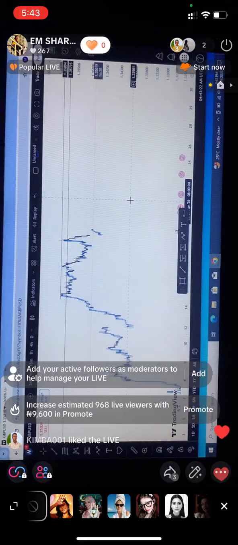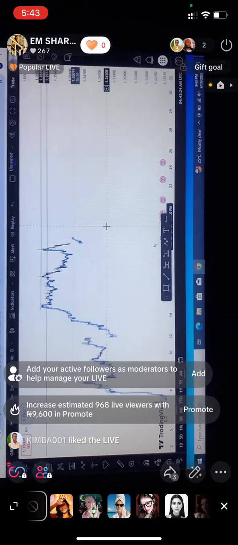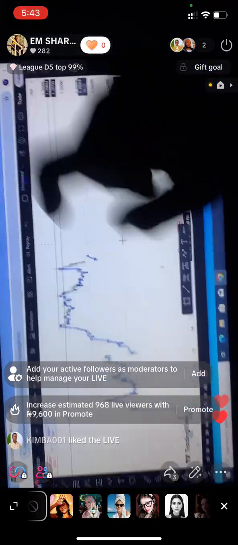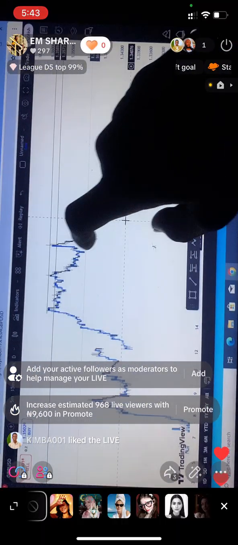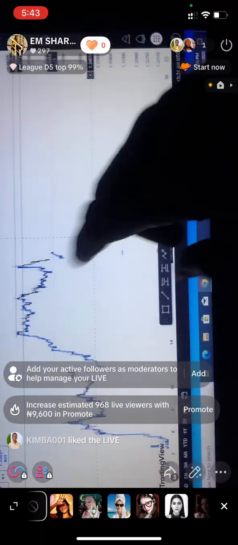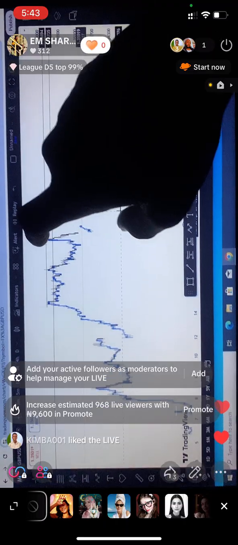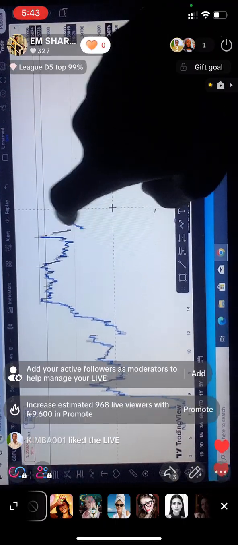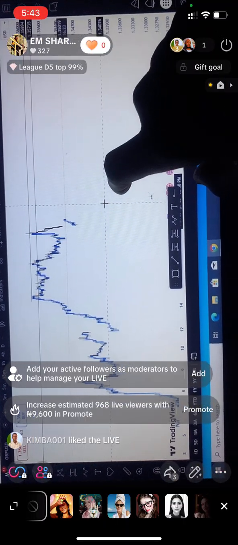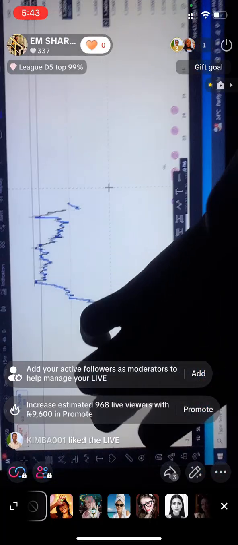So this was the H1 time frame. The H1 time frame confirms to us that the market is about to go to the downside. So this week I'm fully expecting GBP USD to go straight to the downside. So don't mind this previous uptrend.